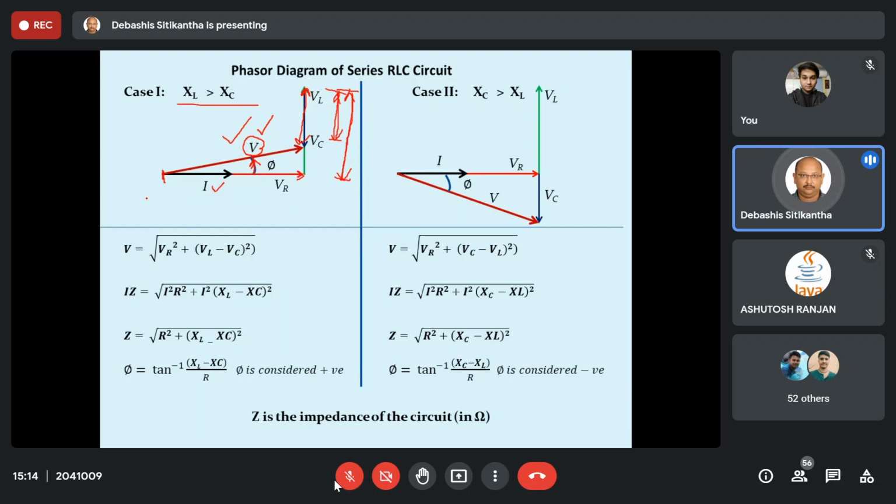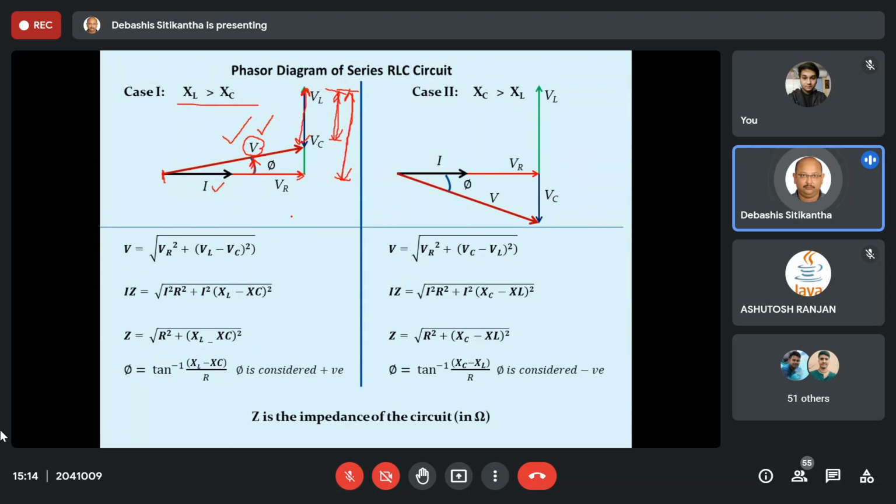So naturally, the value of your XL is going to play a major role compared to the value of XC. In this way, we can draw the phasor diagram, and from there we can evaluate the value of phi. Now let us mathematically try to find out the value of phi.